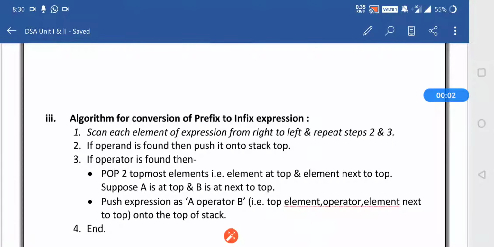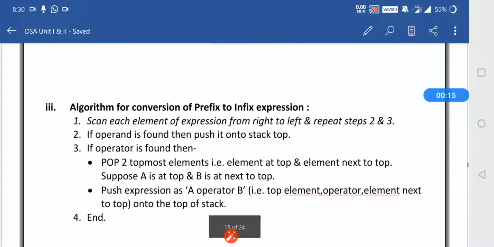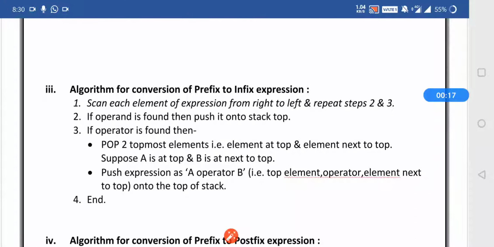So, dear students, in our last section, we have seen infix to postfix as well as infix to prefix. Now, today we will see the steps for converting prefix expression to infix expression, or we can say the algorithm for converting the prefix expression to infix expression.